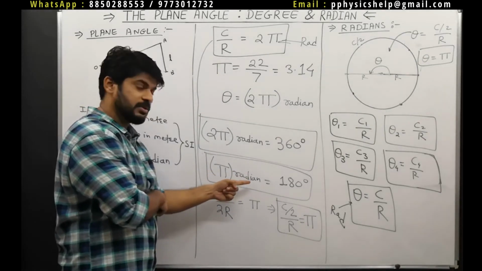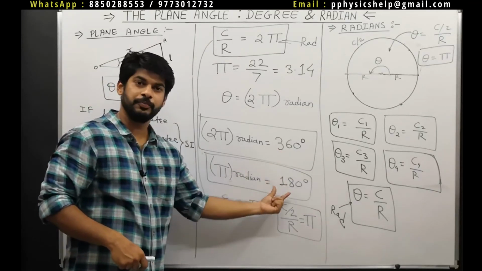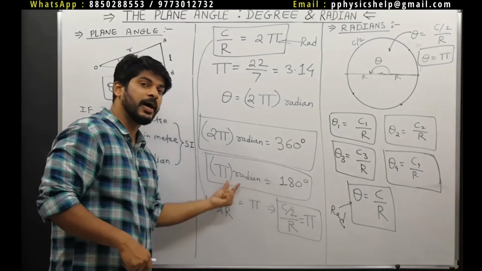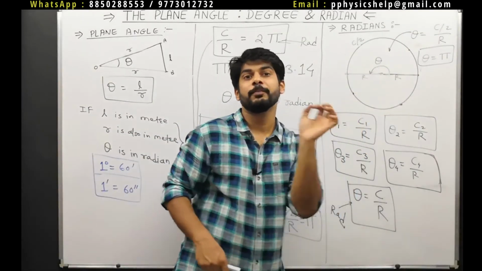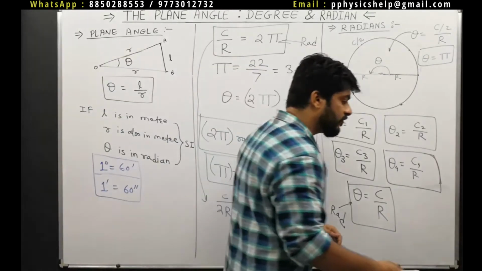The same is reflected in this equation also. This is a half circle, right? Total is 360, half would be 180, and over here you can see it corresponds to pi radians. So a half circle corresponds to an angle of pi radians. Now we have got certain values.